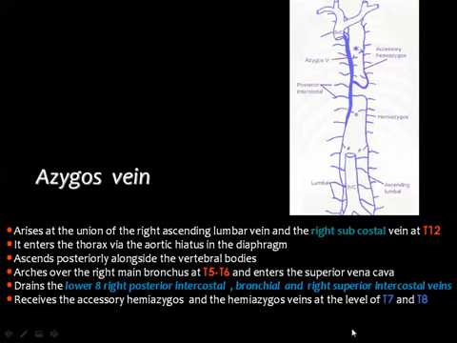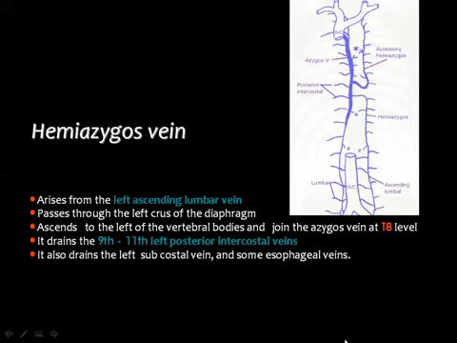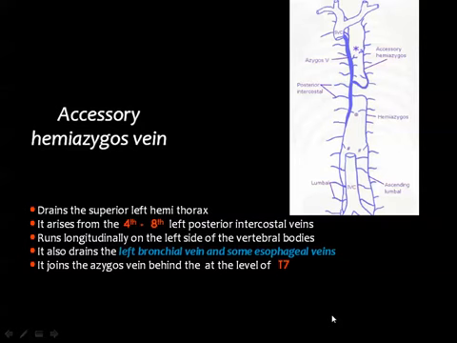So the azygos vein will receive the hemiazygos and the accessory hemiazygos veins. The hemiazygos, from the ascending lumbar and left posterior intercostal veins, will join the azygos vein at dorsal vertebra number 8. The accessory hemiazygos vein drains the superior left thorax, and it is formed by the 4th to the 8th left posterior intercostal veins, the left bronchial vein, and esophageal veins, and joins the azygos vein at the level of the 7th dorsal vertebra.